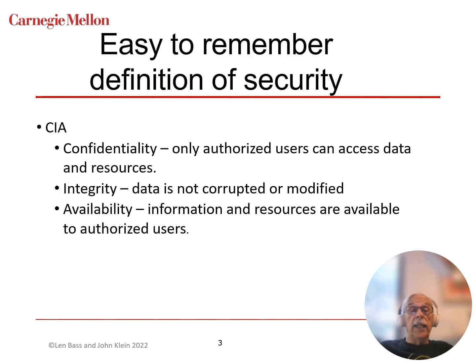There's an easy to remember definition of security, CIA. Confidentiality: only authorized users can access data and resources. Resources will become important later. Integrity: data is not corrupted or modified. And availability: you can get at the system and the resources you need when you need them. So that's a brief definition of security.